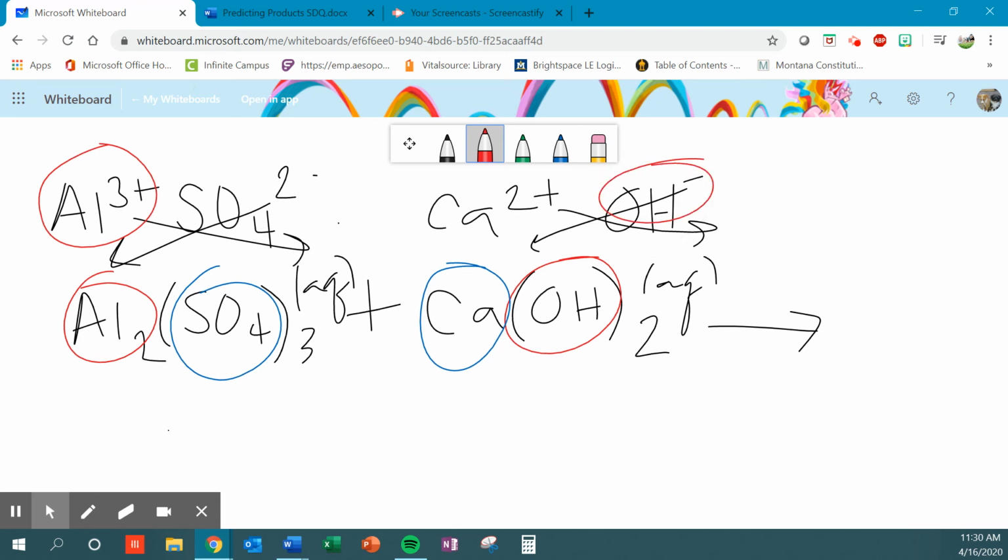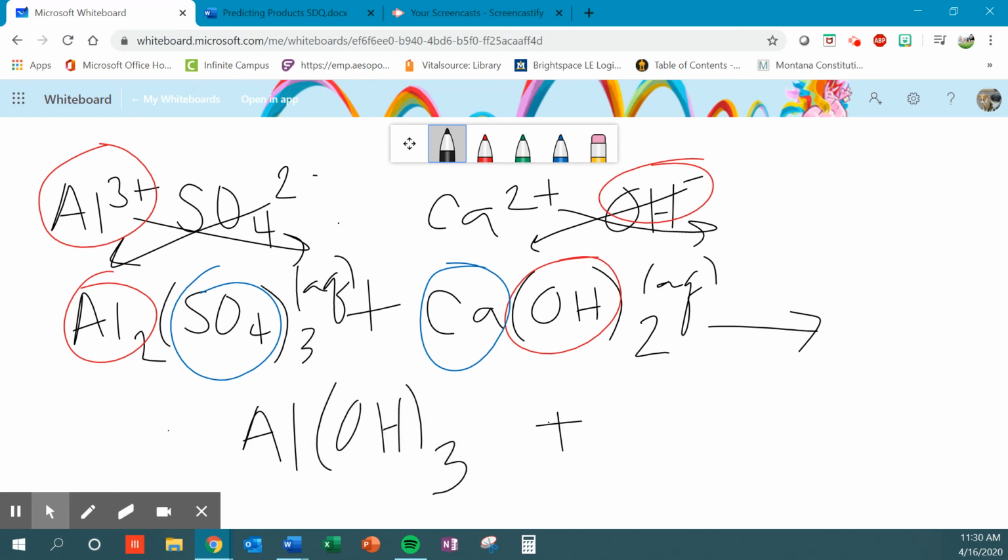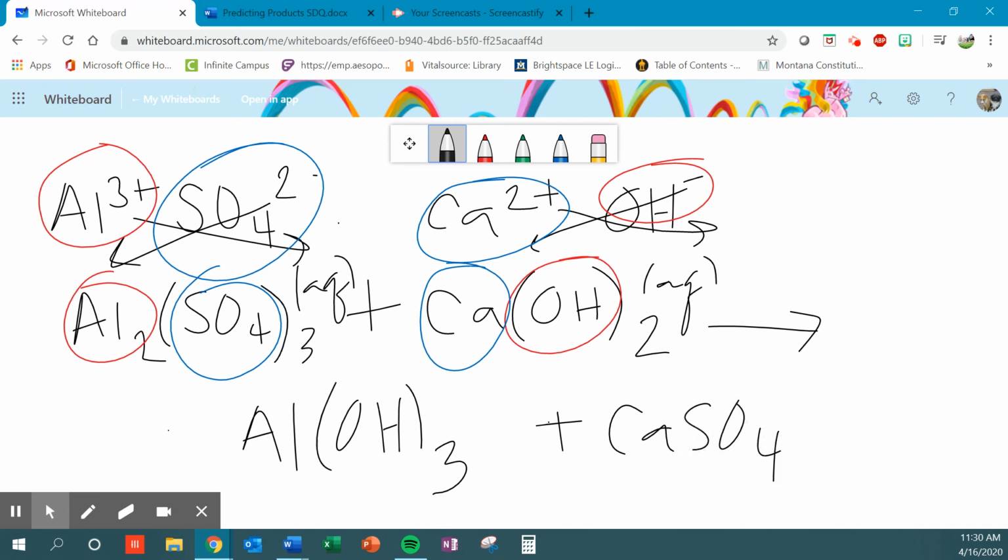So if we crisscross those, we end up with Al(OH)3, and then we have our calcium with a 2 plus charge, sulfate with a 2 minus. When they crisscross, they're both 2s, so they crisscross and cancel. And so we end up with CaSO4 because that's the ratio that they need to be in. And then we need to check their solubility.